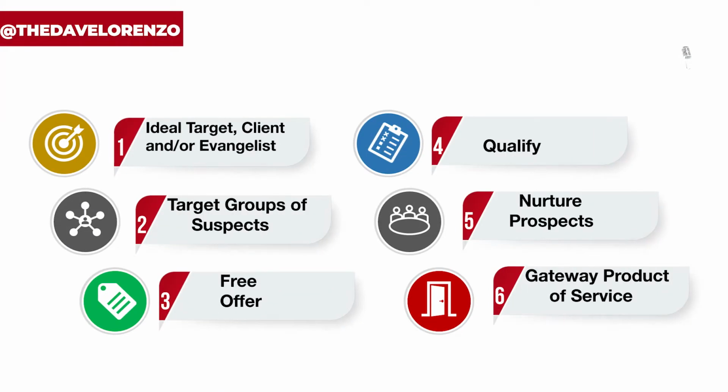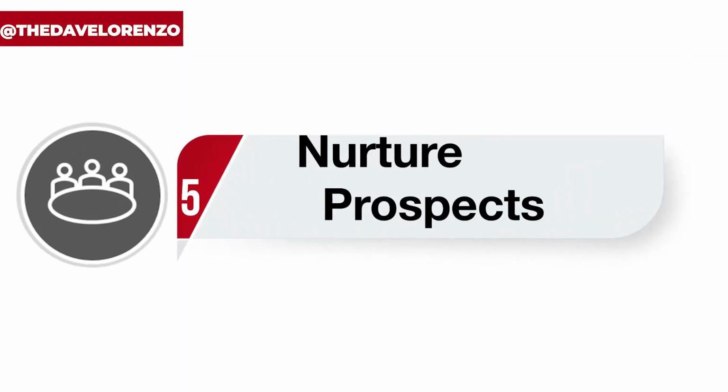And now we're up to step 5 in the process. And step 5 is very simple. You need to communicate with the people who've given you their information, and you need to communicate with them frequently. Now it's your turn to connect with them on a regular basis.